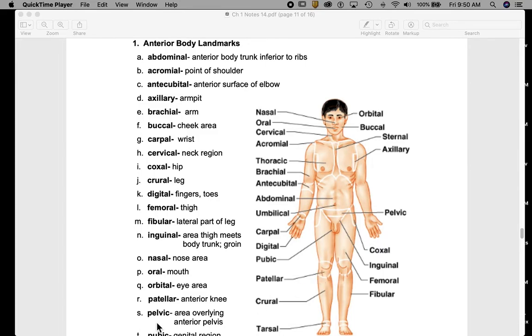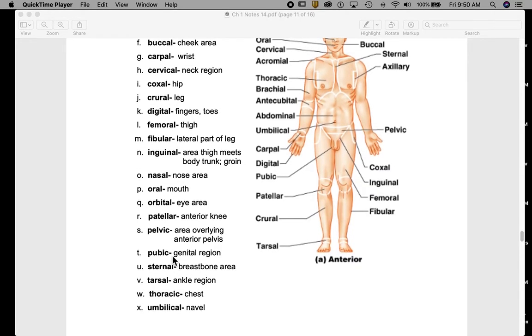The pelvic region is an area overlying the anterior pelvis. So the pelvic region here is right below abdominal and right above the pubic region that's going to be down here. Okay, so this is pelvic. The pubic region itself is the genitalia. External genitalia is the pubic region.